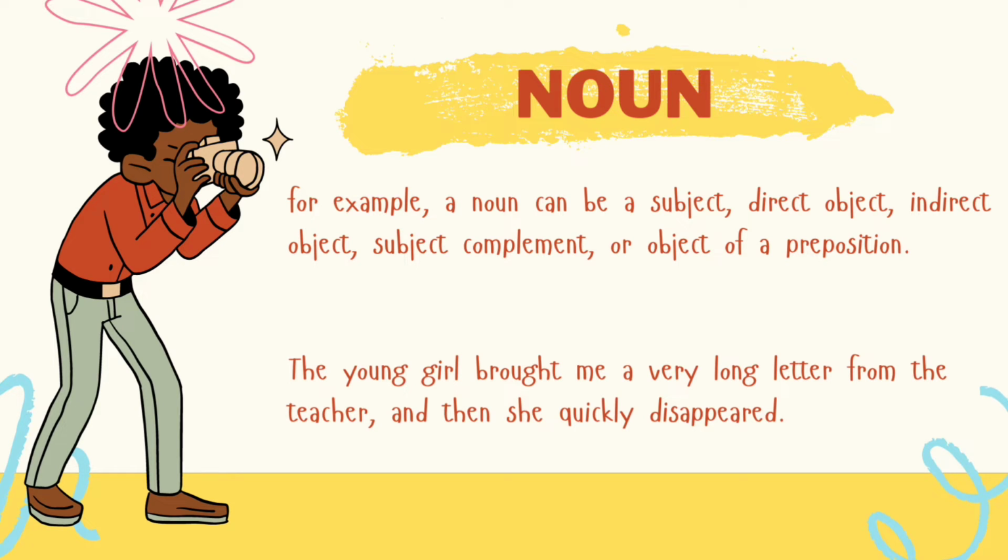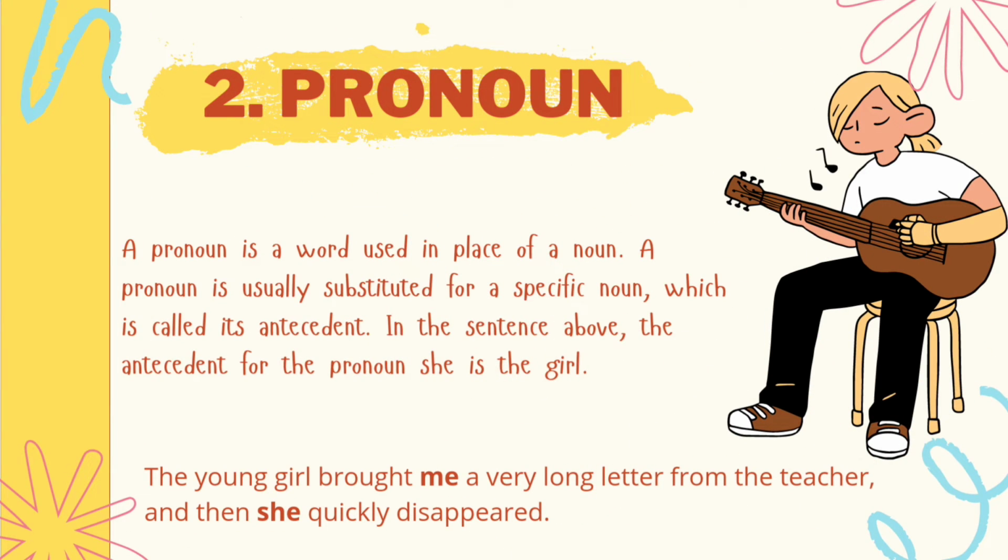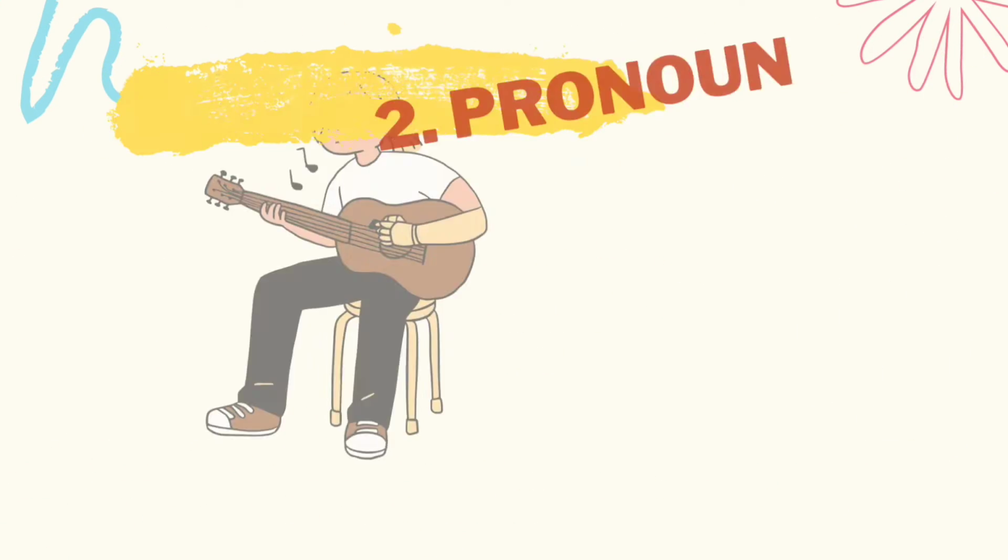The young girl brought me a very long letter from the teacher and then she quickly disappeared. It is an example. Second, pronoun. A pronoun is a word used in place of a noun. A pronoun is usually a substitute for a specific noun, which is called its antecedent. In the sentence above, the antecedent for the pronoun she is the girl. Here she and me are pronouns.